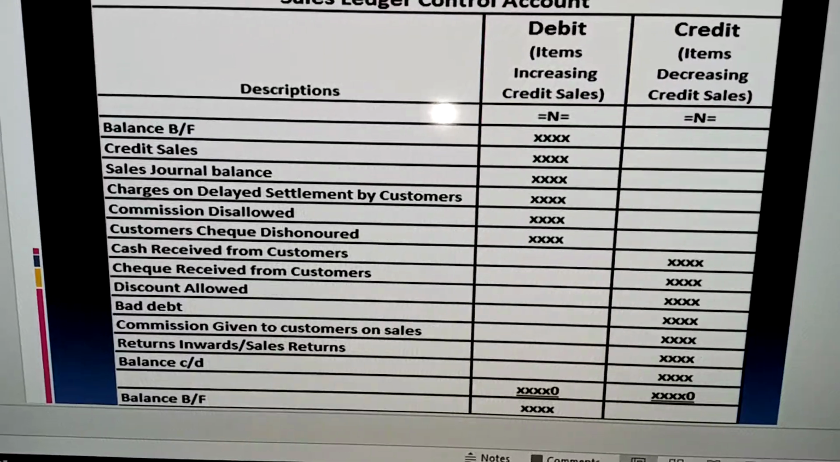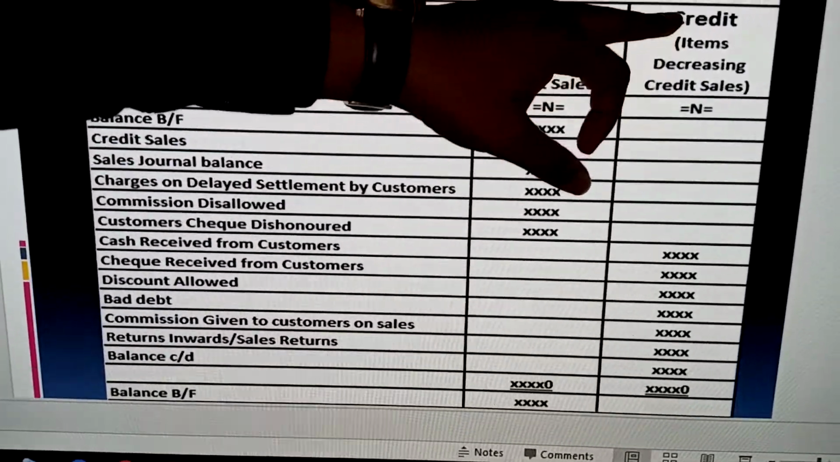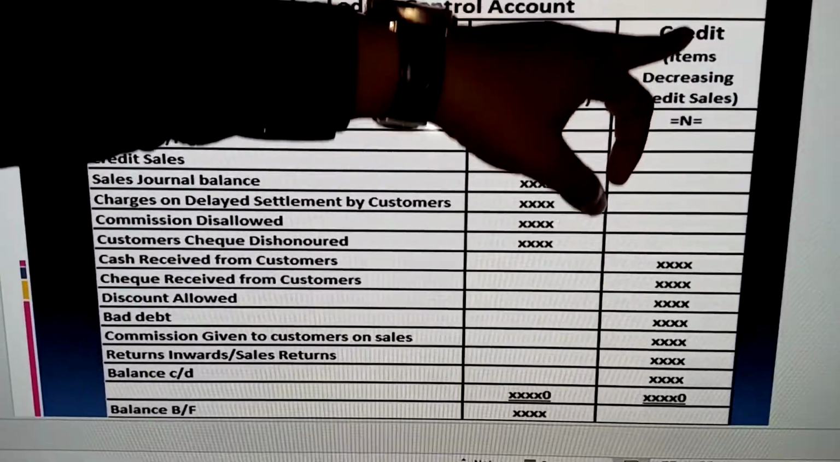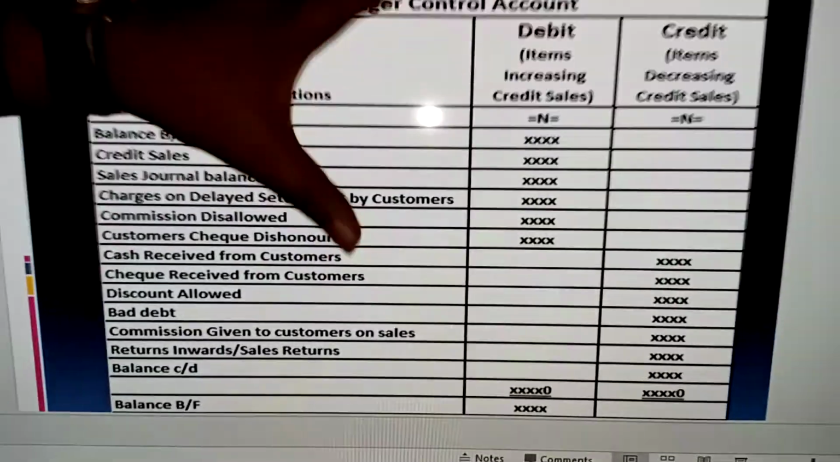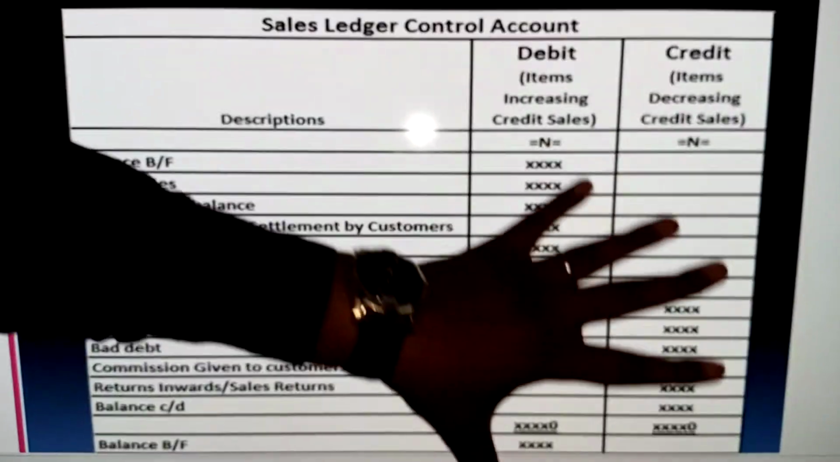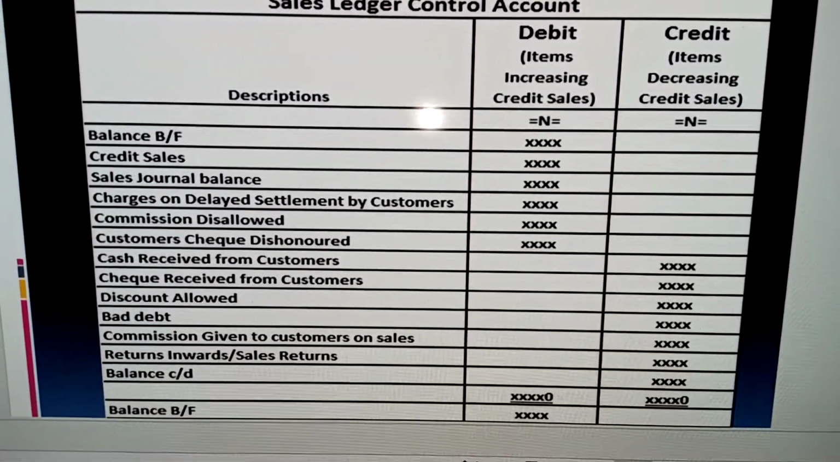And any item that can be interpreted to decrease credit sales, or decrease what customers are owing the business, is credited to the sales ledger control account. So this is the simple technique in preparing the sales ledger control account. Once you see the item, try to explain or interpret the item.